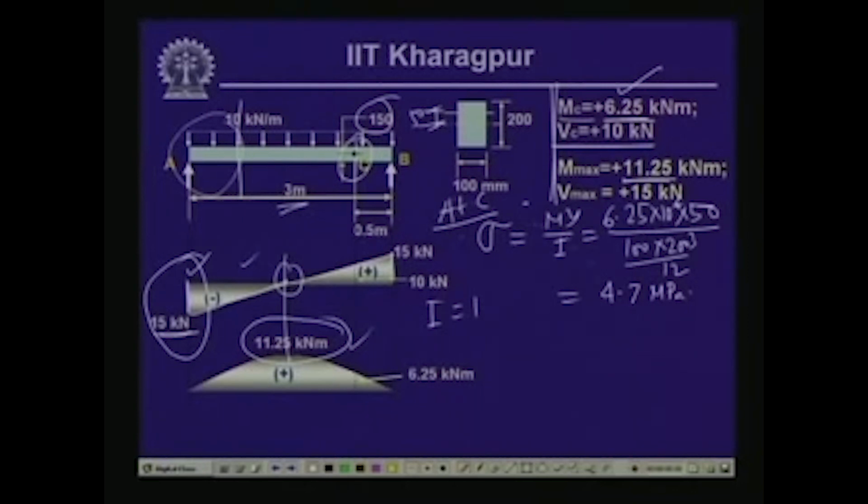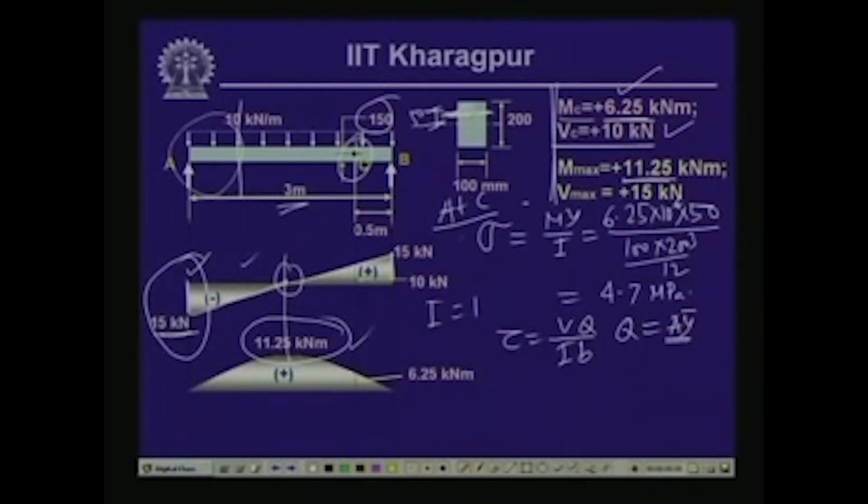Now, if we compute the value of the shearing stress at this particular point, tau is equal to VQ by Ib. V we know is 10 kilonewton at this particular section, and Q is equal to A y bar, or the integral of y dA. For this, we will have to take the segment above the place where we are evaluating the shear stress. This is the place where we are evaluating the shear stress.